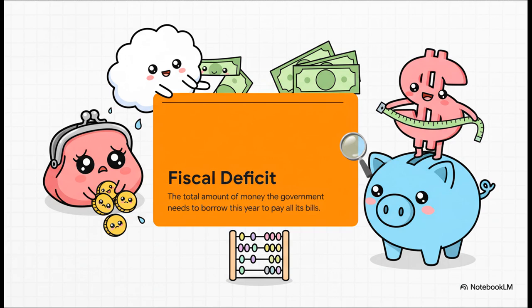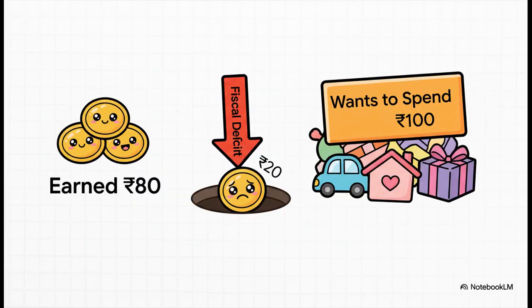And this right here is the big one, the fiscal deficit. Put simply, it's the annual shortfall. It's the exact amount of new money the government has to go out and borrow in one single year, just to cover all of its spending. Let's bring our family back into the picture. Let's say they earned 80 rupees, but they want to spend 100 rupees to pay all their bills and buy that new car we were talking about. See that 20 rupee gap? That gap is the fiscal deficit. It's the money they have to borrow to both live and invest.